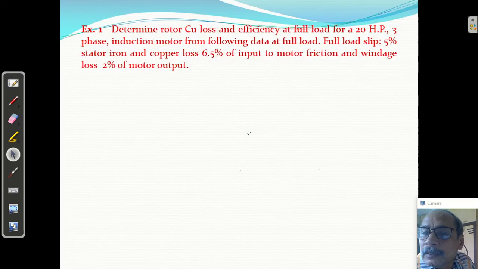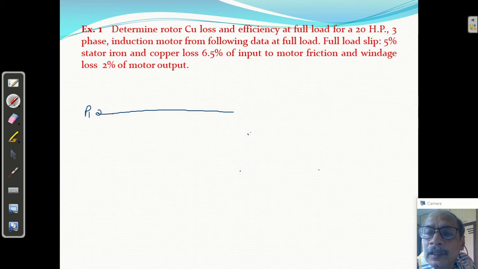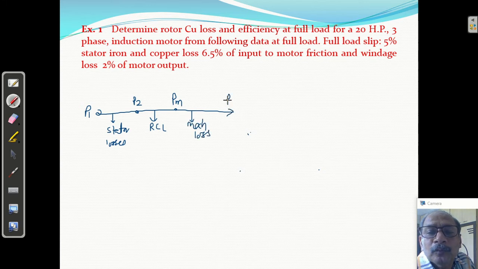First of all, I want to draw the power stage. Input to motor P1, stator losses, output of the stator or input to the rotor, rotor copper loss, output of the rotor PM, mechanical loss, output of motor P out. So this is the power stage of induction motor.